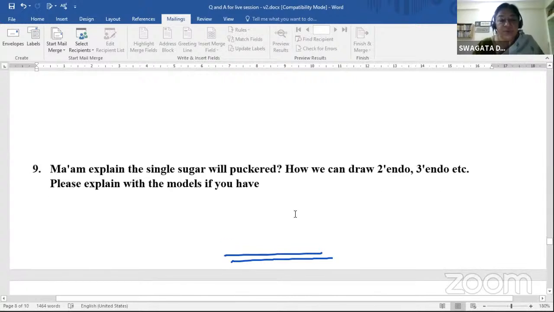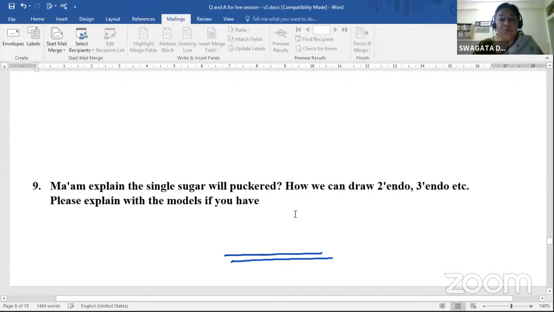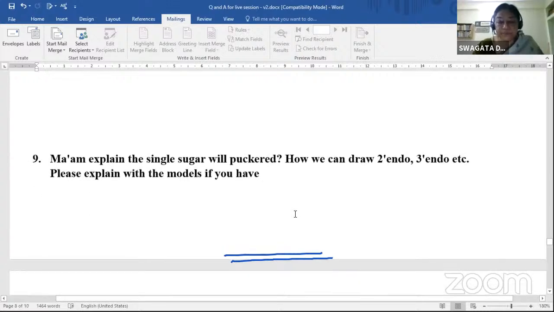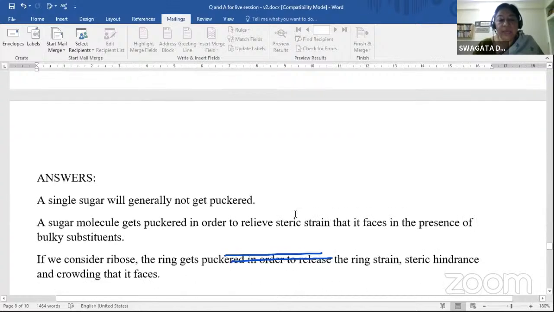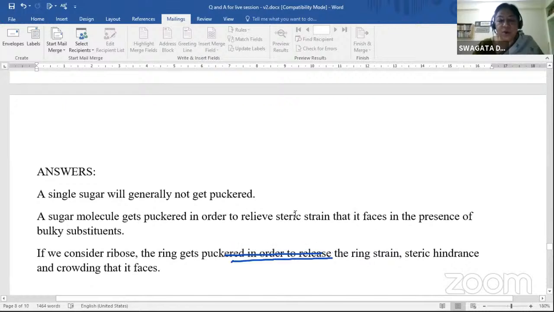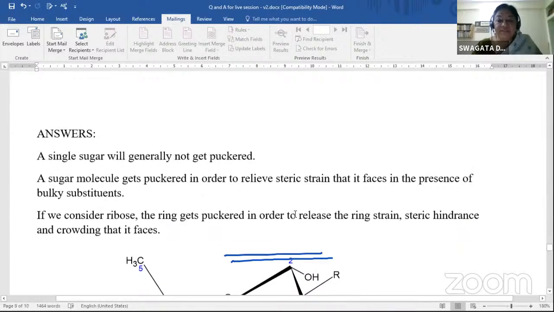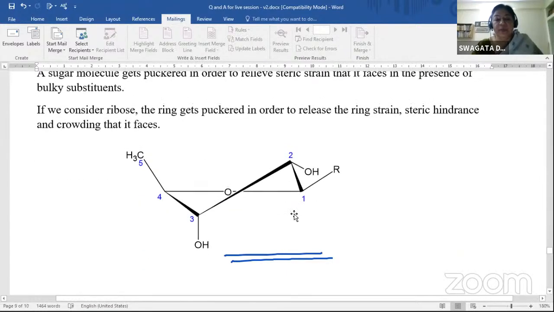The next question was related to a single sugar and how do we draw the 2-endo and the 3-endo. Now, when we're looking at a single sugar, the puckering usually occurs when it does not want to remain in the strained form. A strained form for a single 5-membered ring sometimes would leave the oxygen a bit higher up. So this would be just like if you have an envelope.